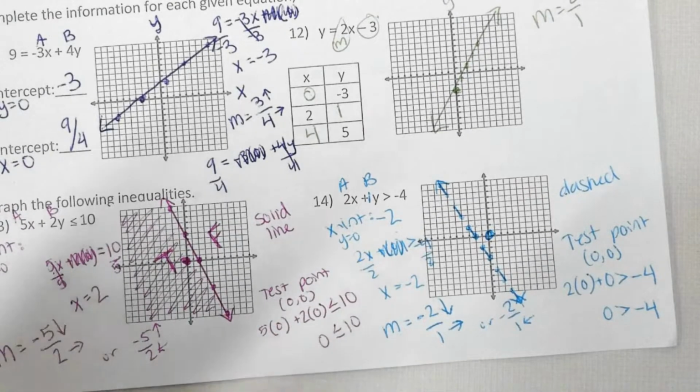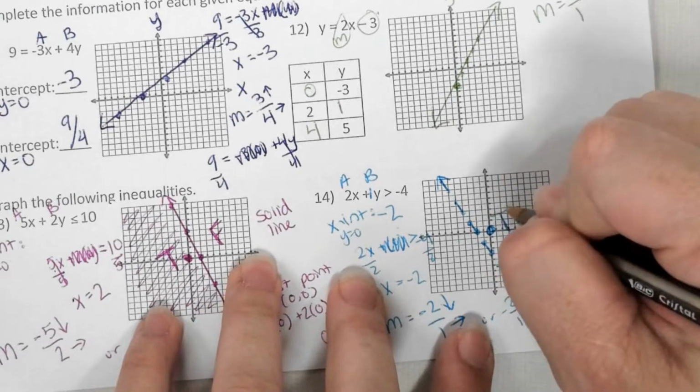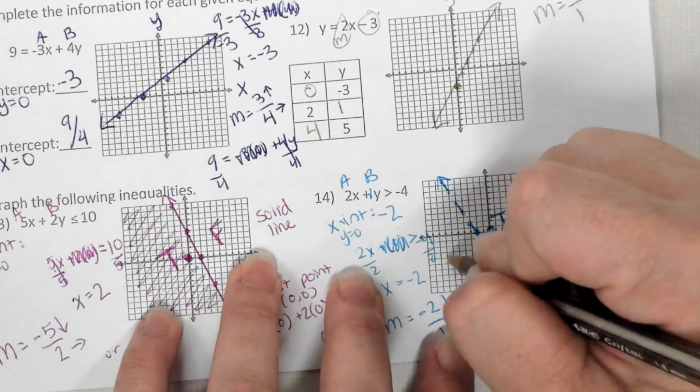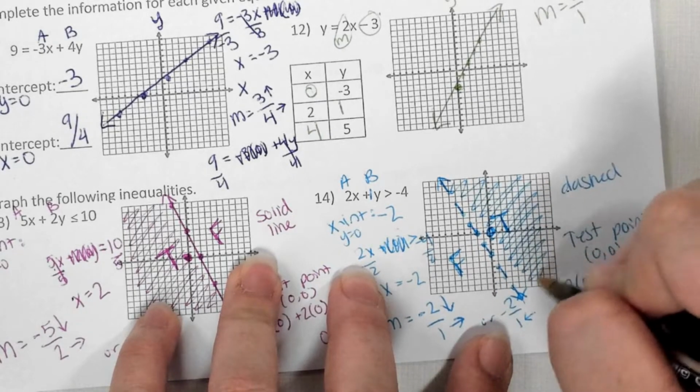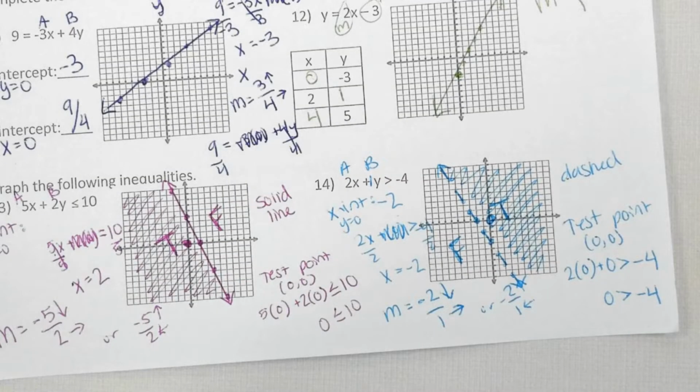Would you rather have $0 or -$4? 0. Because it's greater, so this is true. So therefore, this side is false, and we're going to shade above. Okay, flip.